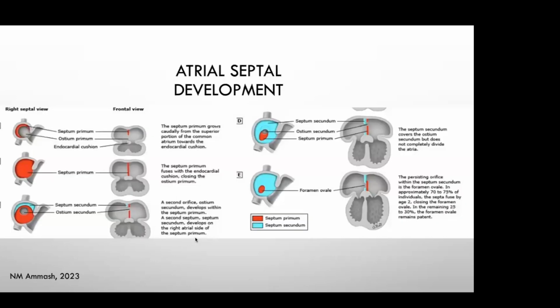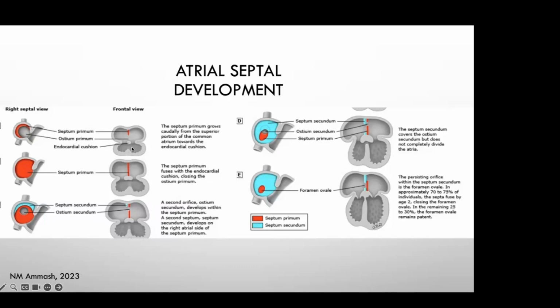And so just a brief note about embryology. This shows in a very short summary how the atrial septum develops. They begin with this heart tube that's not really structured yet. You'd get the septum primum forming caudally from the superior portion of what starts off as a common atrium and moving towards the endocardial cushion, which is just this little button in the middle of the heart.